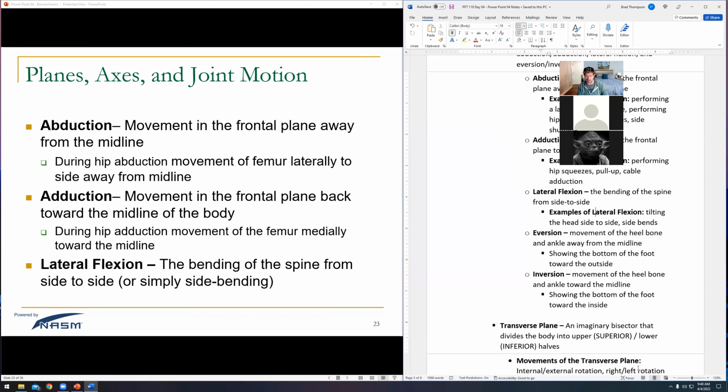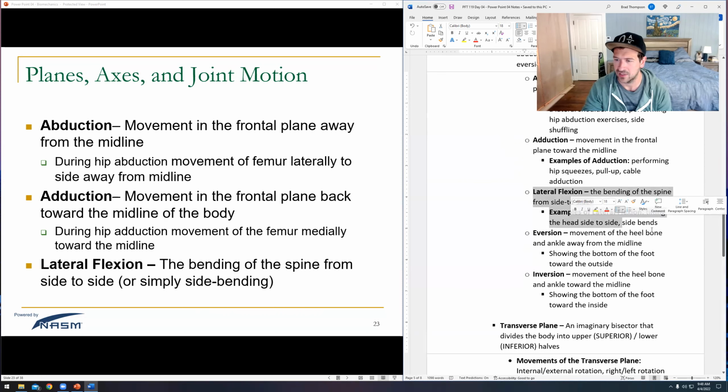So let's say you had a client with excessive lateral flexion to their left, well, then you know that all you need to do is train them for lateral flexion to the right, and that will pull the Jenga tower back to straight. So lateral flexion is like a solo term. It's one of the only ones that's all by itself. But tilting your head side to side, or doing side bends, right? That's lateral flexion.